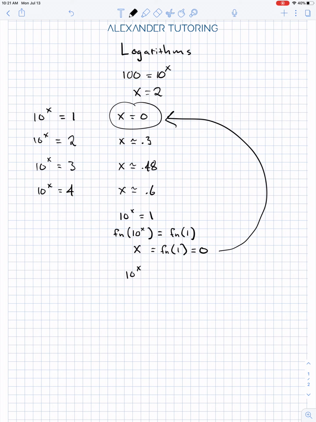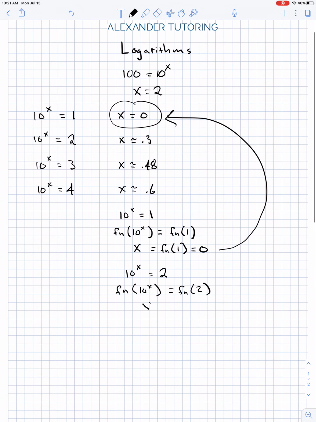10 to the x equals 2. Again, we're making this magic function that we don't even know what it is. If we plug the left-hand side of the equation in, 10 to the x, and we plug the right-hand side of the equation into this magic function, we're brute force saying whatever this function is, what I want it to do is spit out x. Now we are doing something to both sides of the equation.